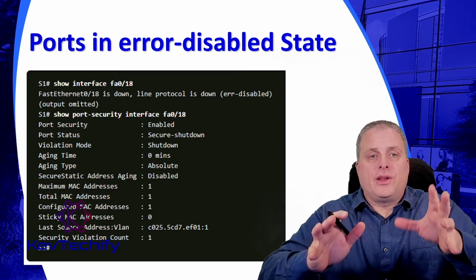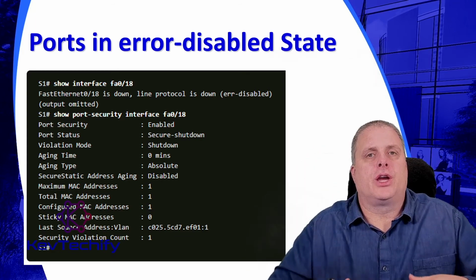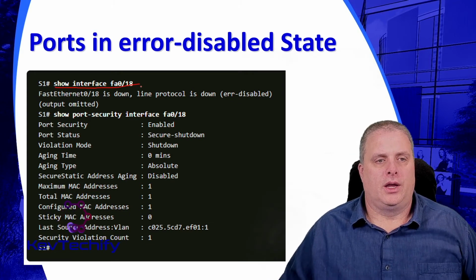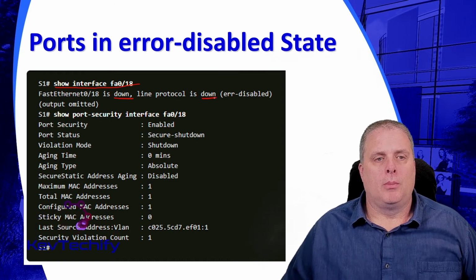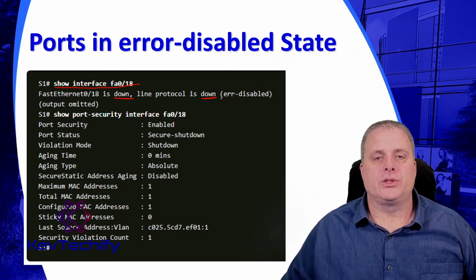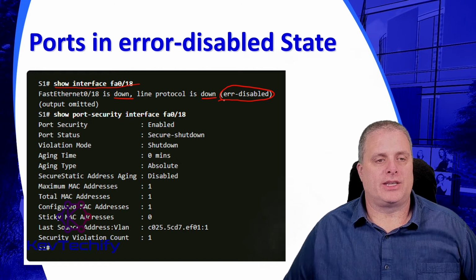When you think your port is in err-disabled mode, you can log into the device and check a couple things. First thing is you can actually show the interface. And here, normally if everything was good, it would say up and up. But because it's in err-disabled mode, it's down and down. And it also says it's in err-disabled mode. It'll let you know it's in err-disabled.